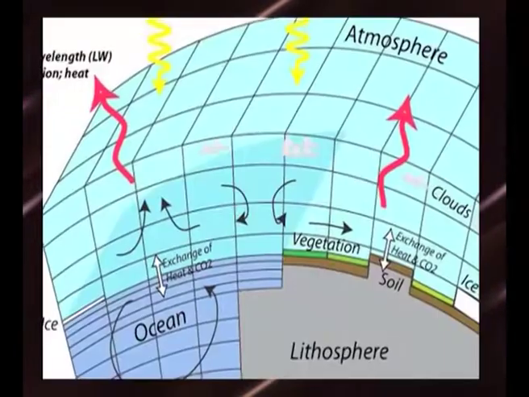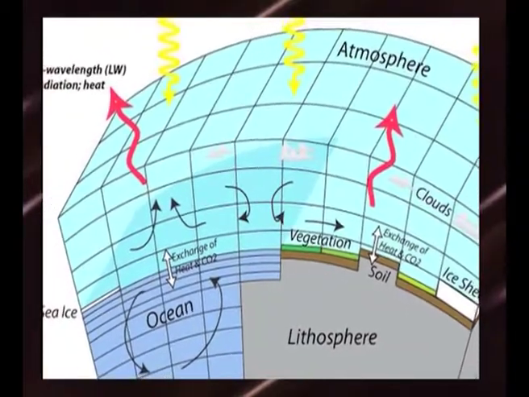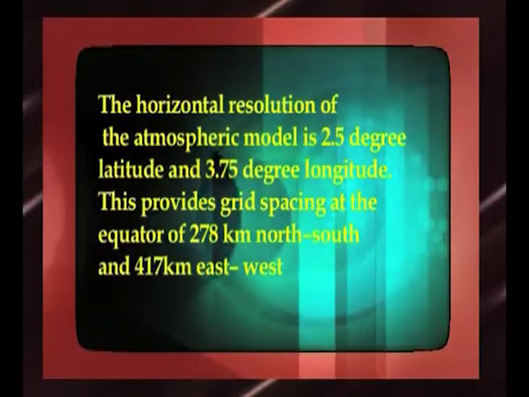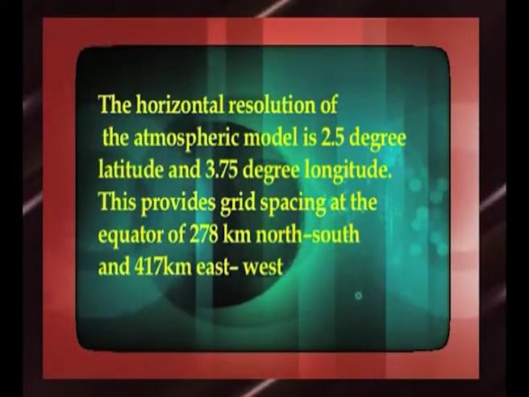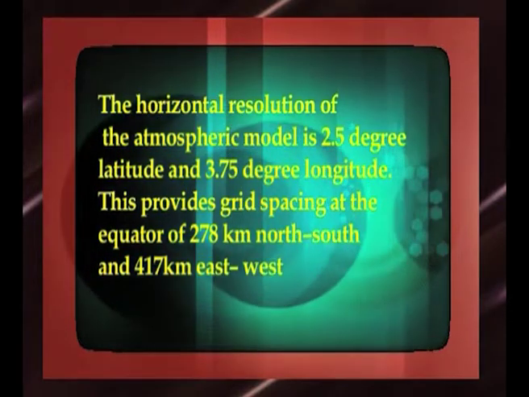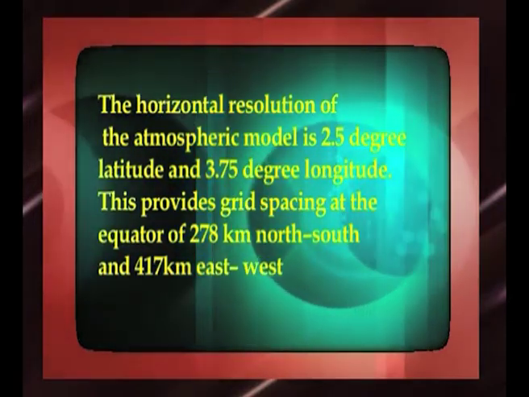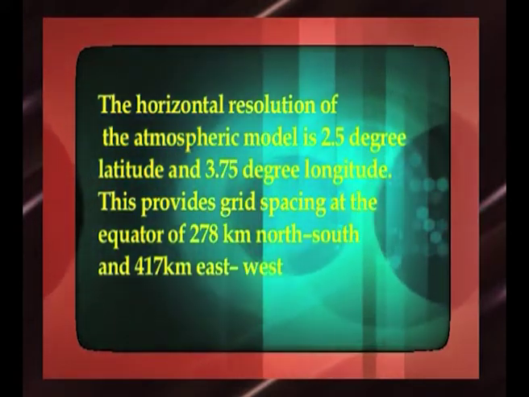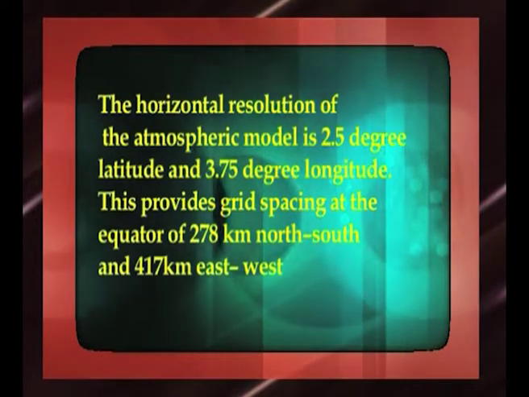The model was developed at the Hadley Centre for Climate Prediction and Research, which is part of the UK Meteorological Office. The GCM consists of a linked atmospheric model, ocean model and sea ice model. The horizontal resolution of the atmospheric model is 2.5 degrees latitude and 3.75 degrees longitude. This provides grid spacing at the equator of 278 km north-south and 417 km east-west. The atmospheric model consists of 19 layers.